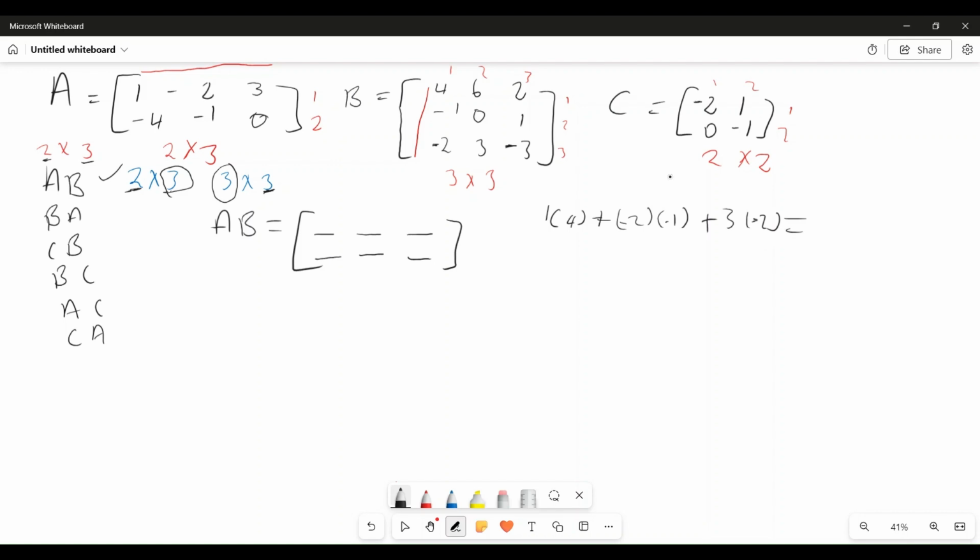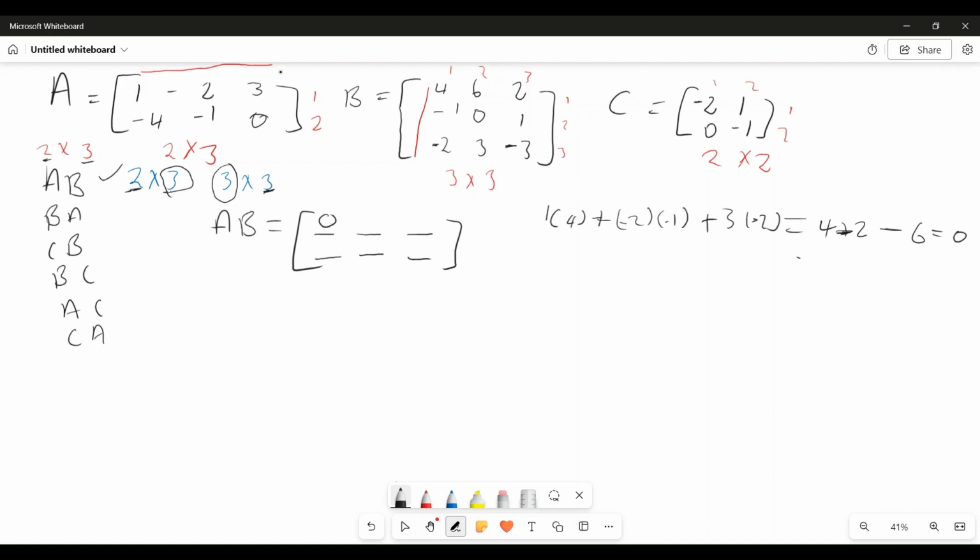The sum of all these products is going to give us the number for the first entry, only there. So 1 by 4 is 4, then minus 2 by minus 1 is positive 2, and 3 by minus 2 is minus 6. Basically we see that this summation is going to give us 0. So this is equal to 0, and that is the entry here. We have 0 there.